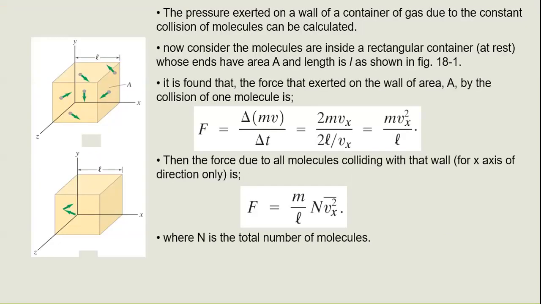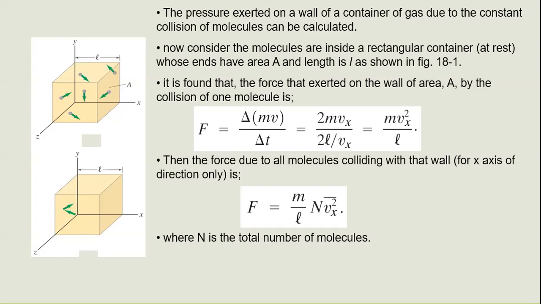Next, the pressure exerted on a wall of a container of gas due to the constant collision of molecules can be calculated. If you want to calculate it, you can, but it takes a lot of information and you need to do it meticulously. Now, consider the molecules are inside a rectangular container whose ends have area A and length L, as shown in figure 18.1.